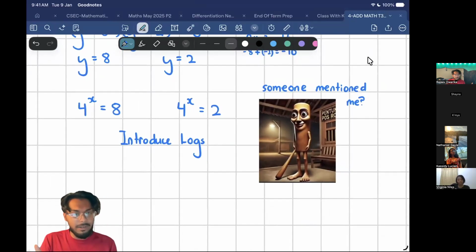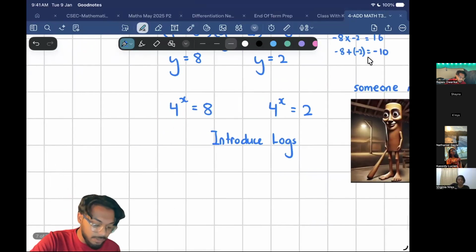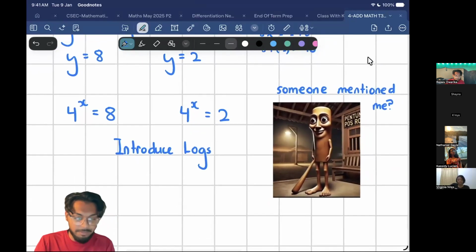Okay, so we're going to apply logs on both sides. Why? If you look at the rules for logs, right?